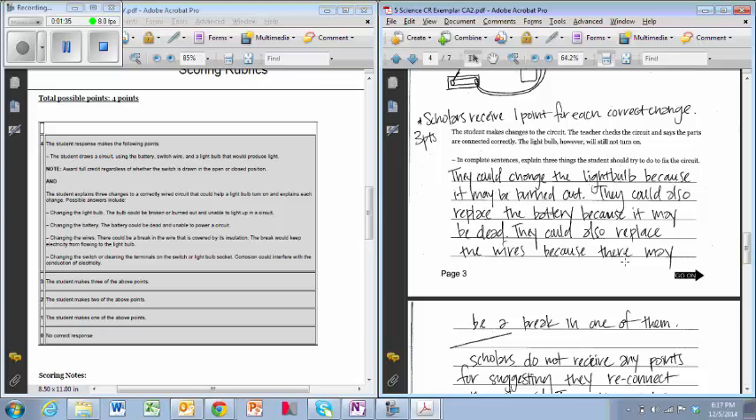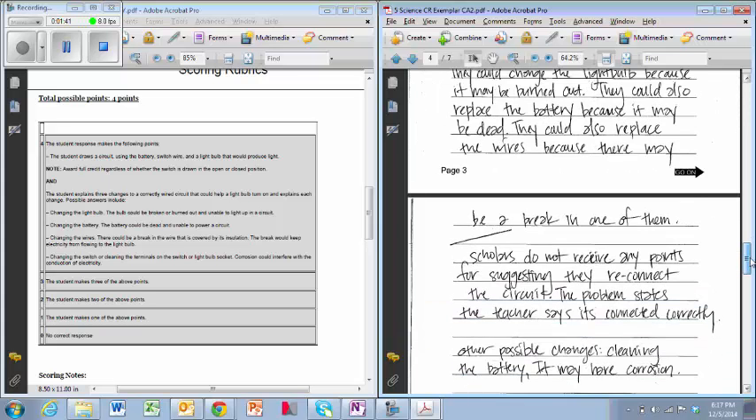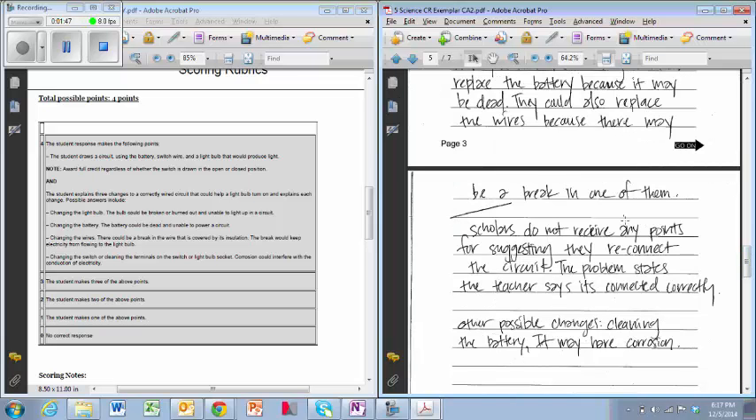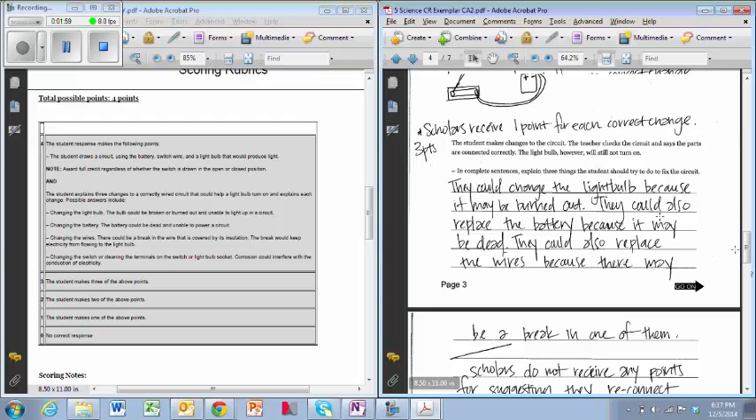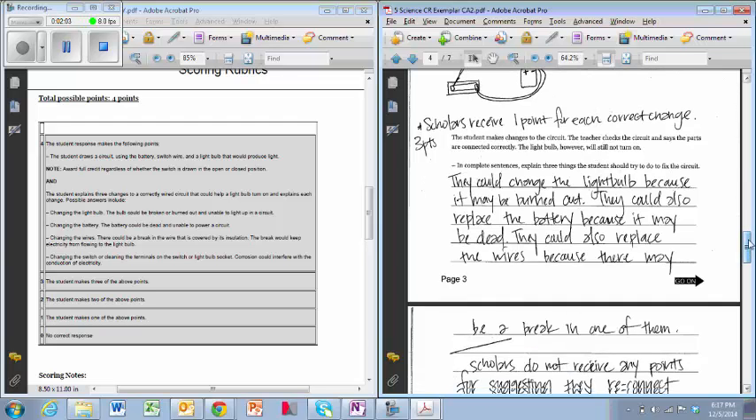It could also be cleaning the terminals on the switch or on the light bulb socket, since those can cause corrosion. And you'll see right here that this detail is noted: scholars do not receive any points for just suggesting that they take apart and reconnect the circuit the same way. That's because the problem does state that the teacher has already connected it correctly. So that would receive 3 points for the second part.